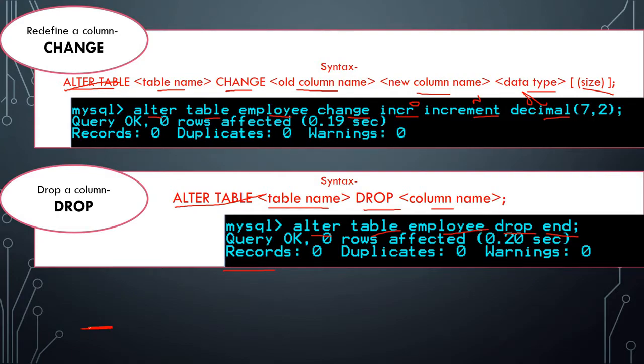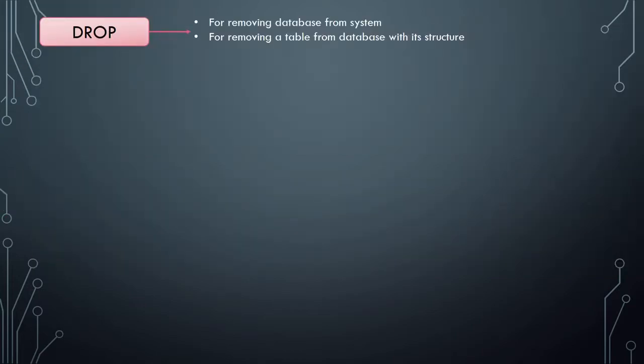Moving on towards our next command, which is drop. Previously, we learned about the drop word that is used to drop a column, to remove a column. Now we are going to use drop for dropping a table or for dropping a database. So basically, this is the drop command. That was an additional word which we use in the alter command. Now we have a command with drop, which is used to remove databases from the system, and for removing a table from the database with its structure. Why am I saying that it is used to remove a table from the database with its structure?